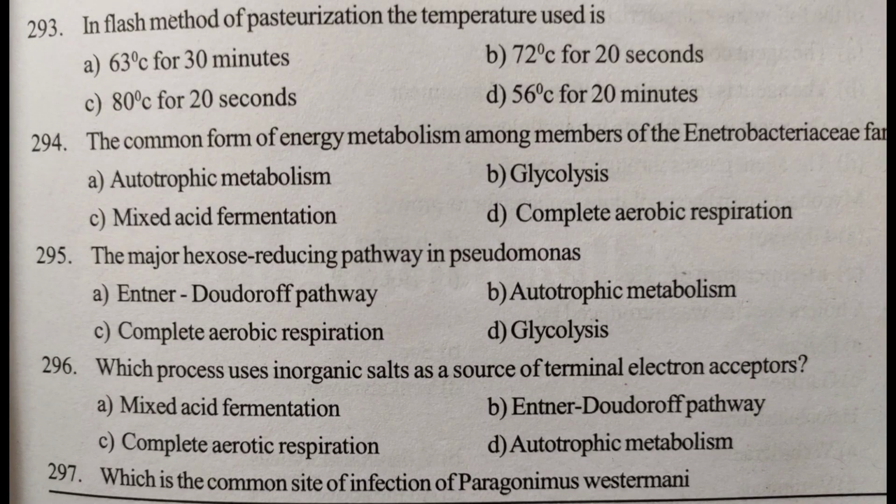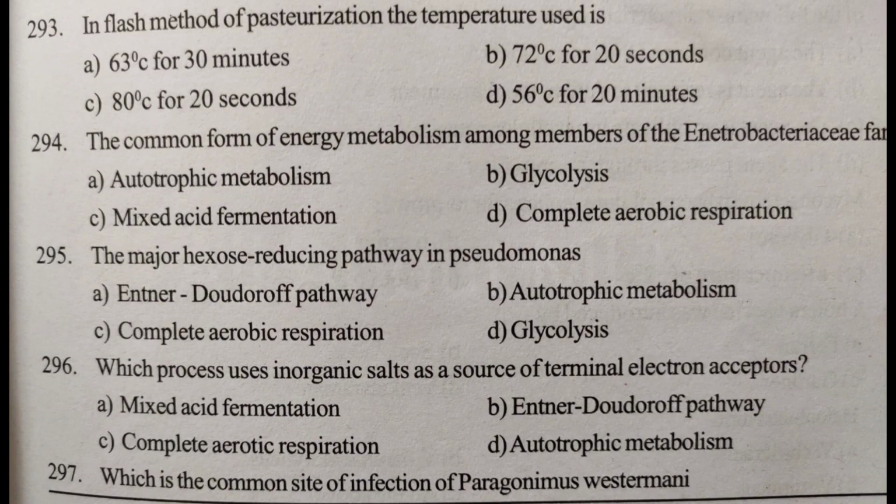The common form of energy metabolism among members of the Enterobacteriaceae family. Option A, autotrophic metabolism. Option B, glycolysis. Option C, mixed acid fermentation. Option D, complete aerobic respiration. Answer is option C, mixed acid fermentation.